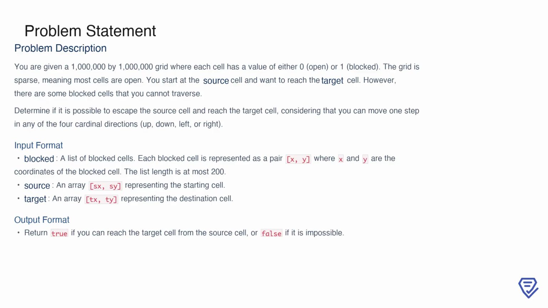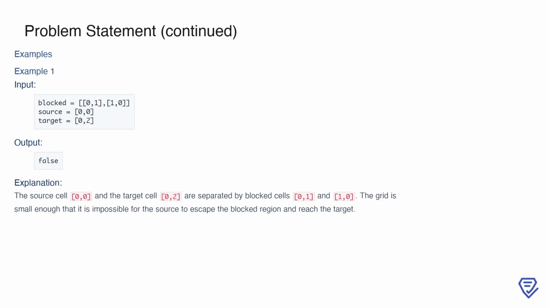To solve this problem, you are given three inputs. The first is a list of blocked cells, where each blocked cell is represented by its coordinates on the grid. The second is the source cell, which contains the starting coordinates, and the third is the target cell, which contains the destination coordinates. Your task is to return true if the target is reachable from the source, and false if it is not. Let's look at the first example to understand the problem better.